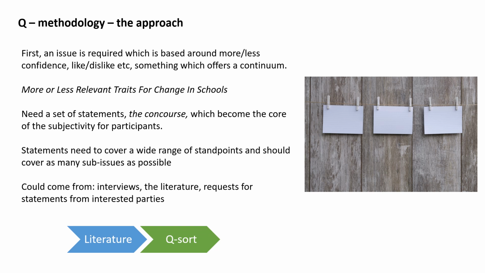So what that means is you need to start off by creating a set of statements, and the group of statements that you create are what is called the concourse. And the concourse is, if you like, what becomes the core of the subjectivity for participants. In other words, you've got a whole series of statements, and they are then making subjective decisions about what they think is important and what they don't think is important, or what they like, what they dislike, etc.